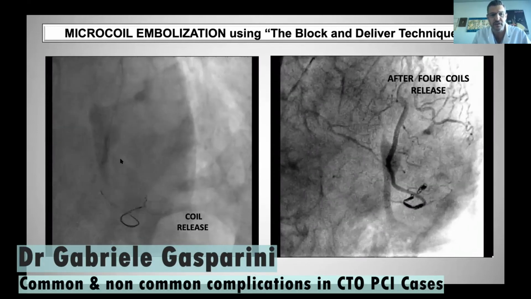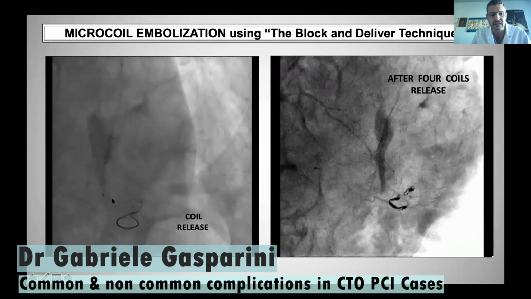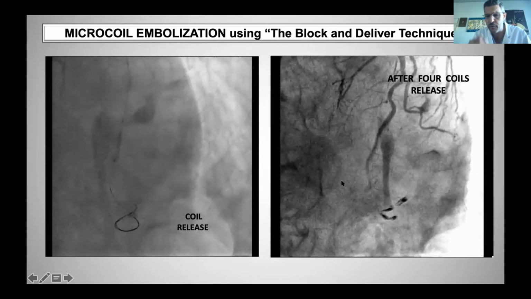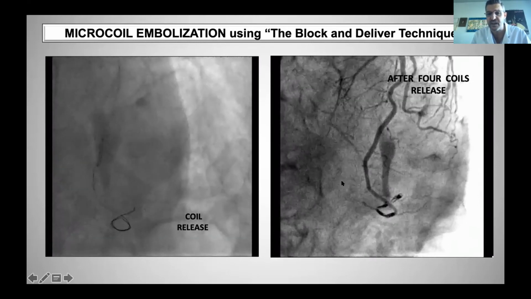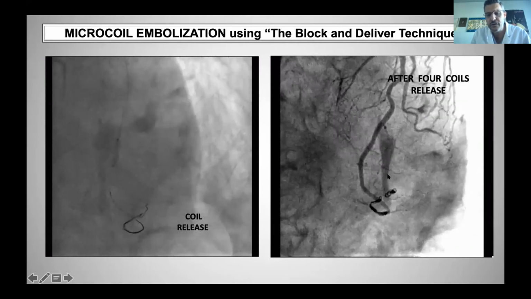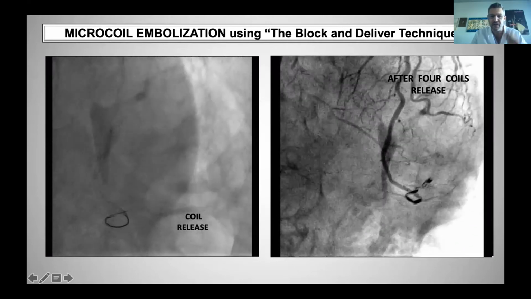This is very important because advancing the microcatheter and the coil does not need deflating the balloon. And if you are able to perform this technique immediately, inflating the balloon as a first step, you don't need to perform an urgent pericardiocentesis.